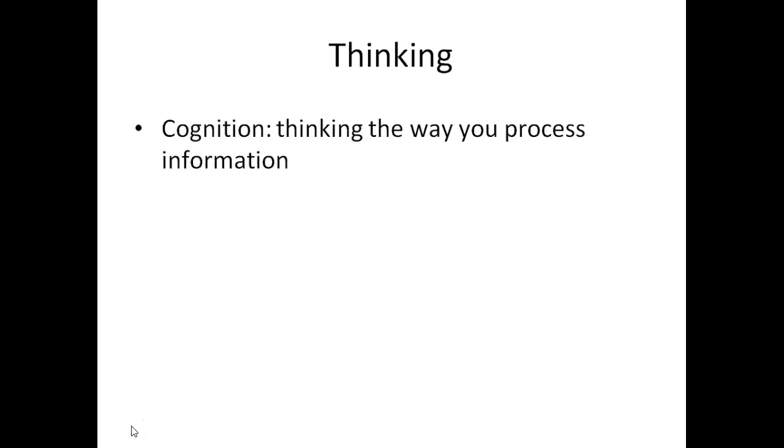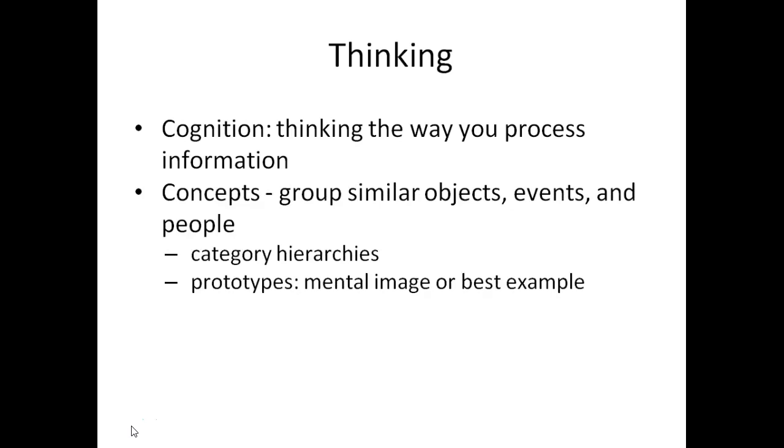Cognition is essentially thinking. It's the way you process information. When we think of things, we tend to put them in concepts, and this is when we group similar objects, events, and people. We may put them into category hierarchies, which just means that when we categorize our concepts, some may be ranked higher than others, just the way that we process that information. For example, you have a chapter, then you have sections, and you have subsections, that sort of thing.